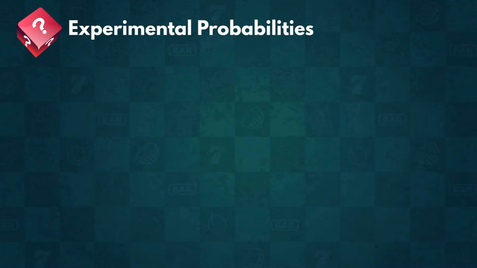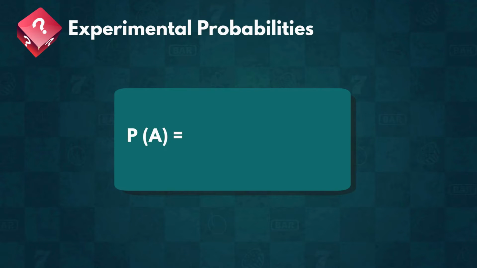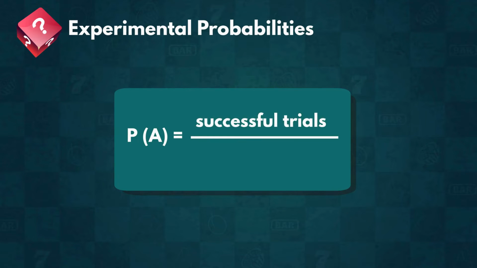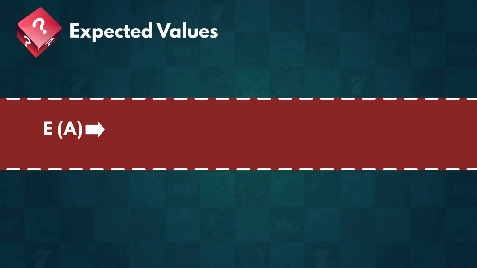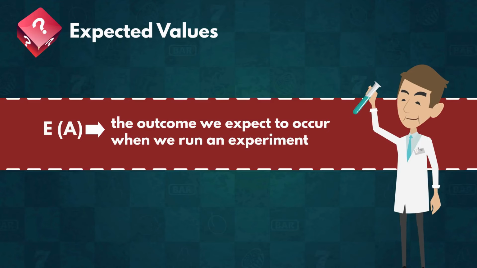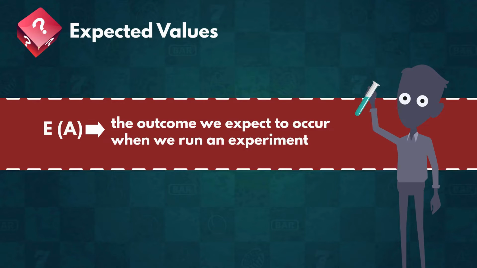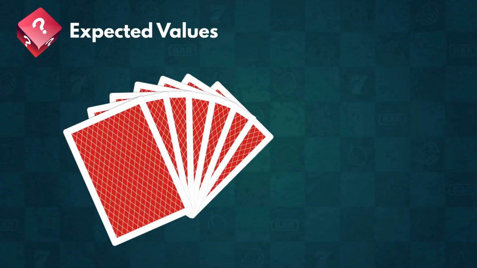Okay, the formula we use to calculate experimental probabilities is similar to the formula applied for the theoretical ones earlier in the course. It is simply the number of successful trials divided by the total number of trials. Now that we know what an experiment is, we are ready to dive into expected values. The expected value of an event A, denoted E of A, is the outcome we expect to occur when we run an experiment. To clarify any confusion around the definition, let us examine the following example.